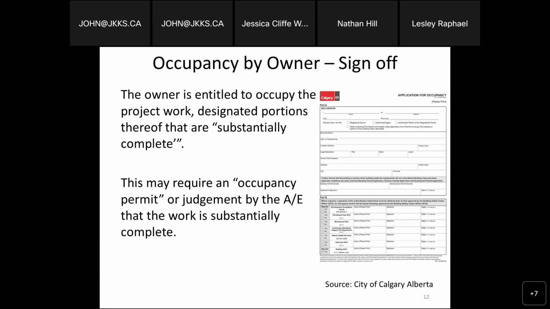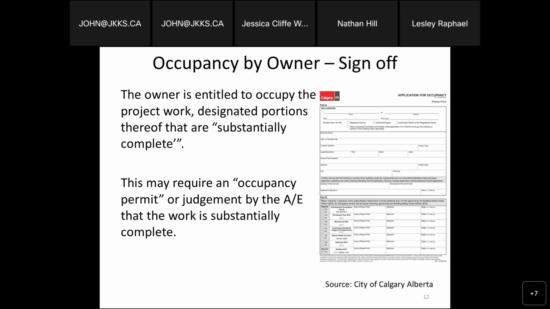So we also look at this may require an occupancy permit or the judgment by the architect or the engineer that the work is substantially complete. In other words, the architect or the engineer's sign off. I posted as an example off to the side, the City of Calgary, an application for occupancy.